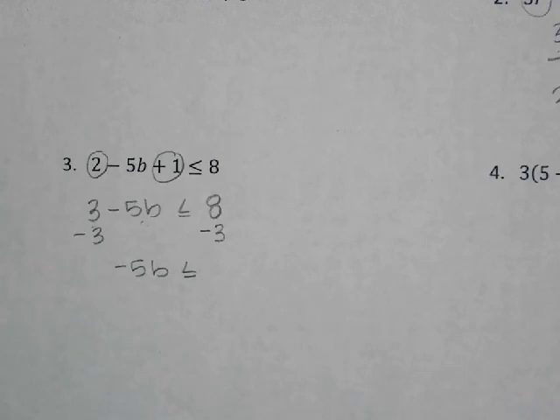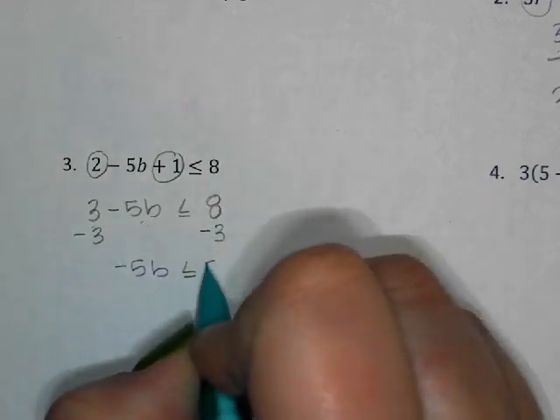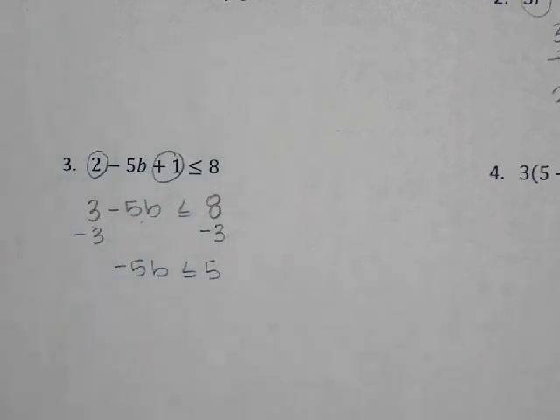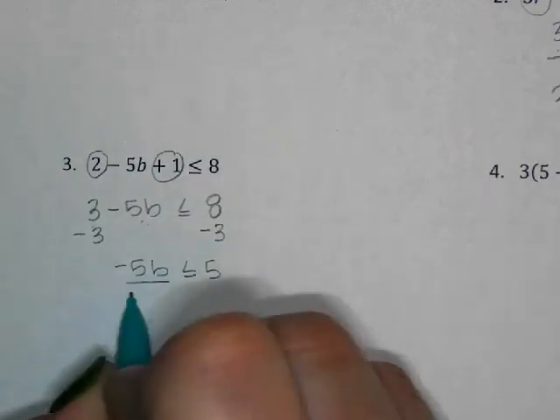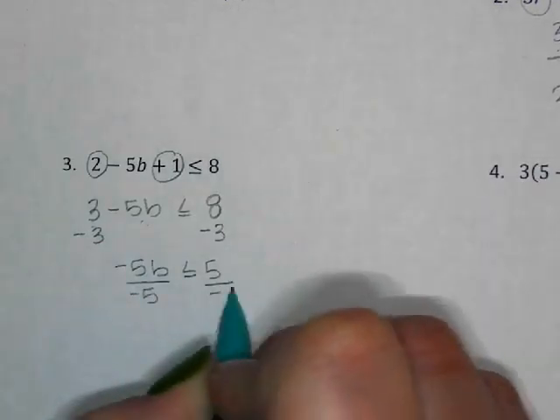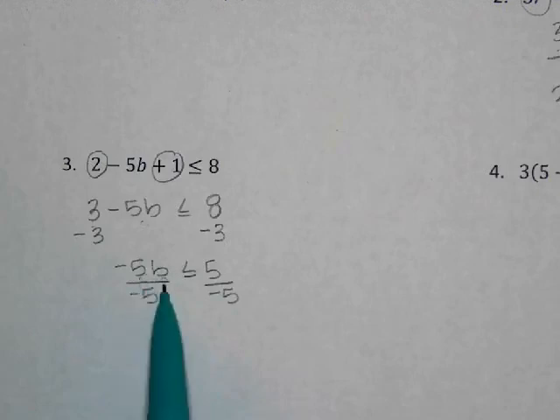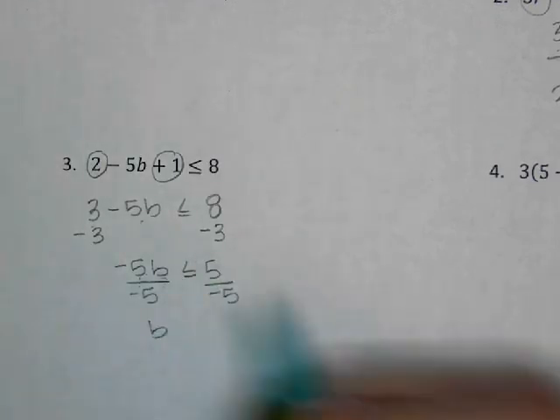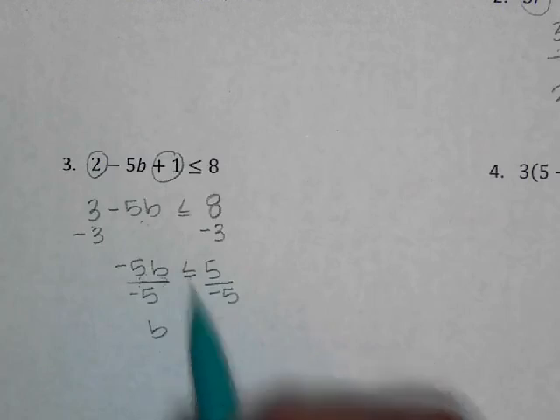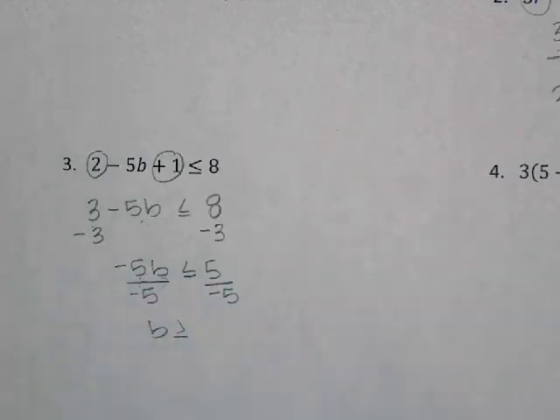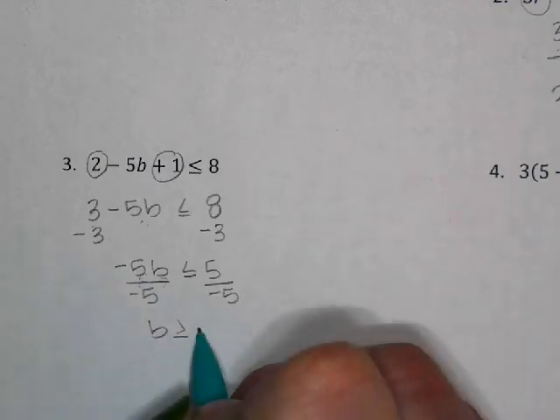What does that give us? 5. Okay. Divide by negative 5. Okay. So because these were multiplied together, the negative 5 and the b were multiplied together, that's how we knew that we needed to divide. Okay. So we've got the b. Because we divided by a negative, we're going to flip the sign. And then 5 divided by negative 5, negative 1.